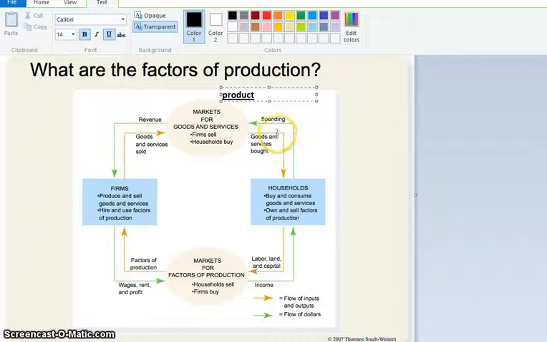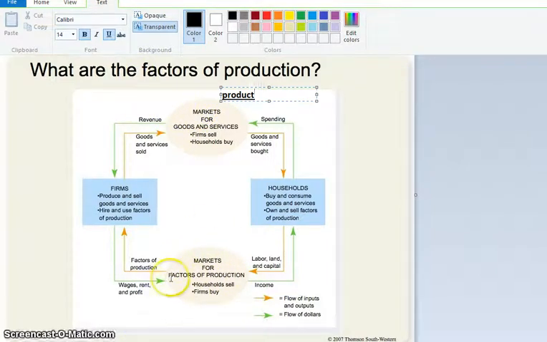This might be haircuts, it might be Oscar Mayer Wiener hot dogs, or hot dog buns. It could be a whole host of things. Machetes, whatever. And so this is the product market. And most of the things we've done here are the product market, when we're talking about supply and demand for hot dogs up here. But down here is our factor market.